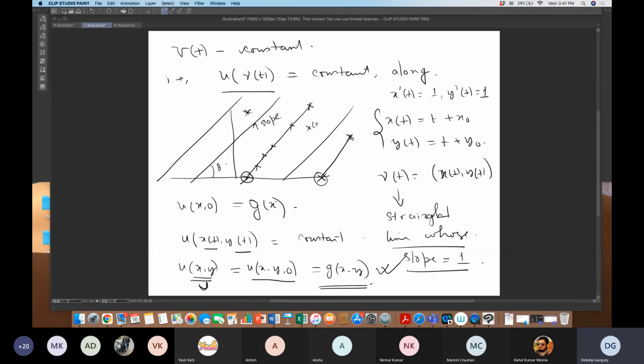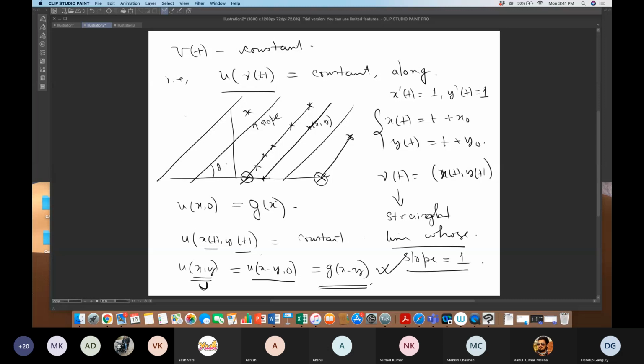So you just take any point x comma y. Now you have to find the solution u of x, y. So what you can do? You can draw a straight line which passes through x, y and which hits this axis. This x, y is any point. So for any point in this domain, you can always draw a straight line whose slope is 1 and hit this x-axis. Yes or no? You can do that.